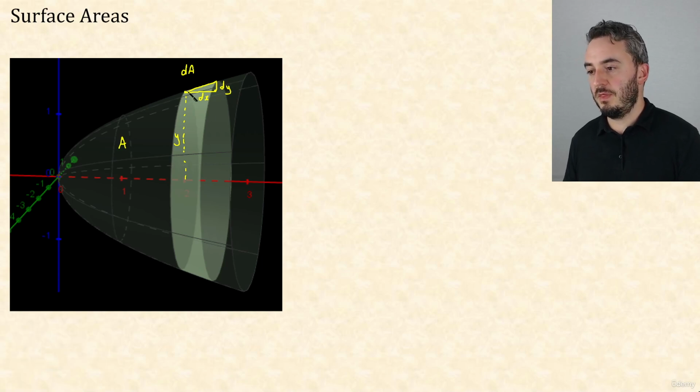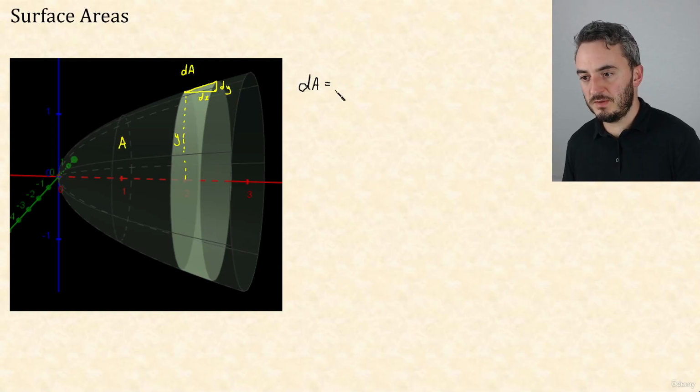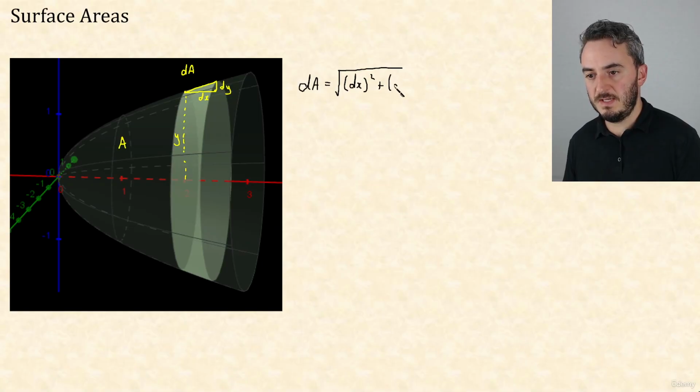So what have we got? We've got this length multiplied by the entire journey around the circle. So what is that? The change in area is this length here, which is the hypotenuse of the triangle, which is the square root of dx squared plus dy squared, multiplied by the full journey around the circle, which is 2 pi r. So that's 2 times pi times whatever the radius is, which is y.